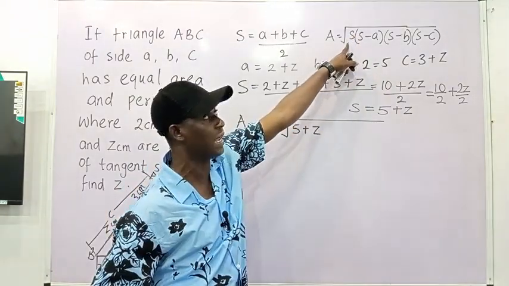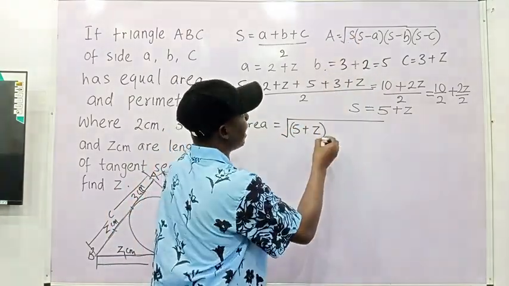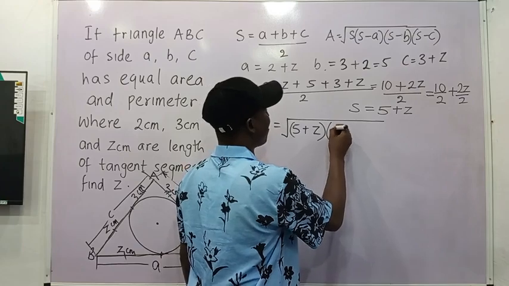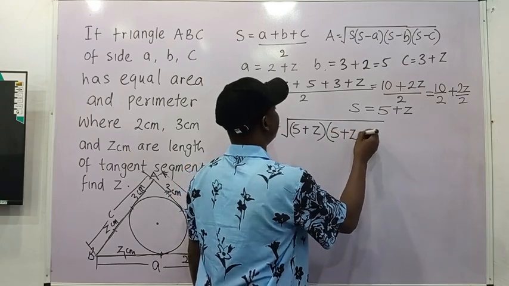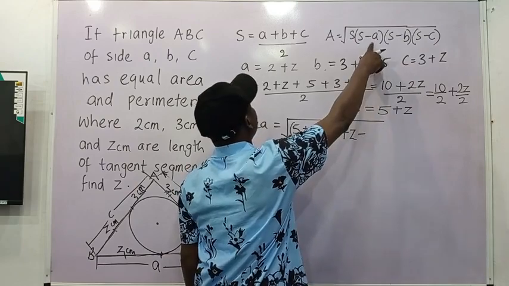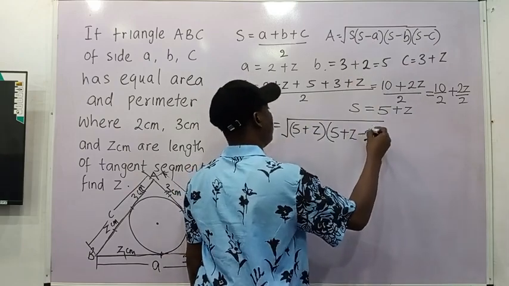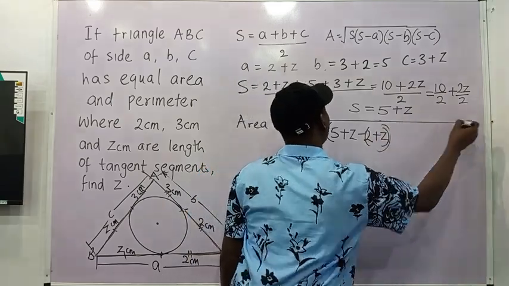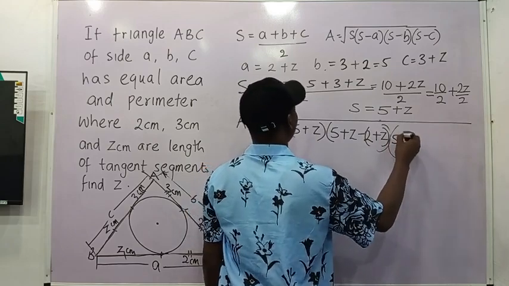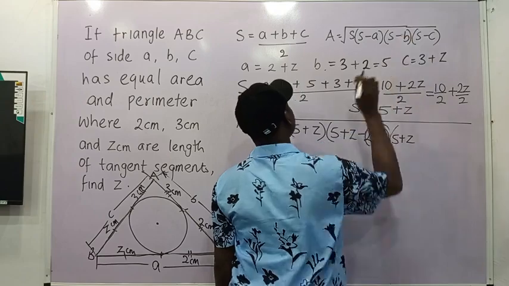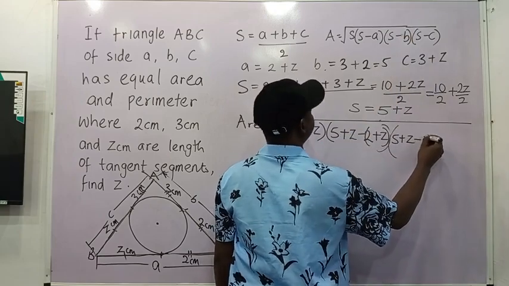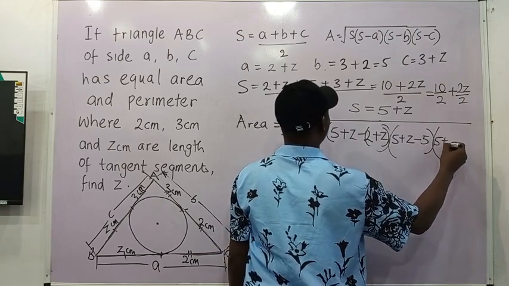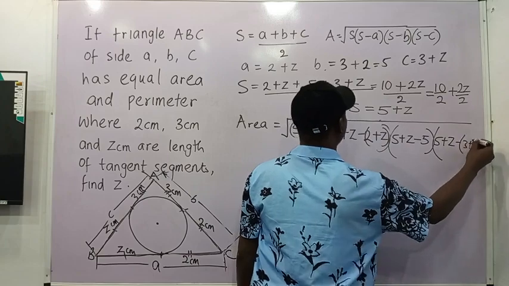You substitute X, 5 plus Z, then in place of X, we are going to have 5 plus Z minus A. A is 2 into bracket plus Z, bracket close. Then we have 5 plus Z again for this. Then minus B. B is what? 5. Then C is what? 5 plus Z minus into bracket 3 plus Z.